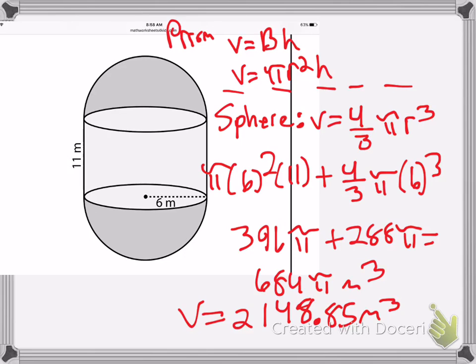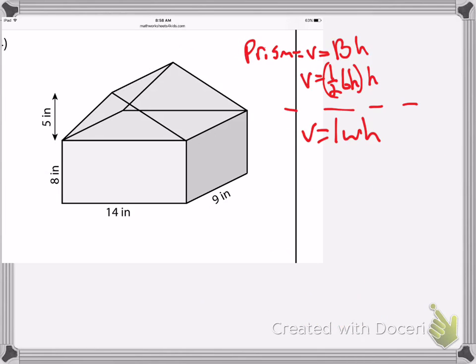So both of those. The next one, you're given a rectangular prism and a triangular prism. So we're going to use both of these formulas. So in our triangular prism, you need to find the total volume of the composite figure. Now we're going to find the volume of the triangular prism.